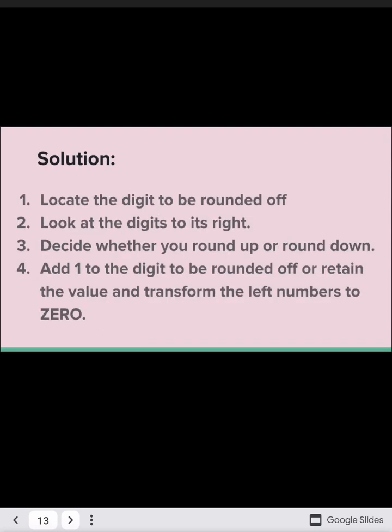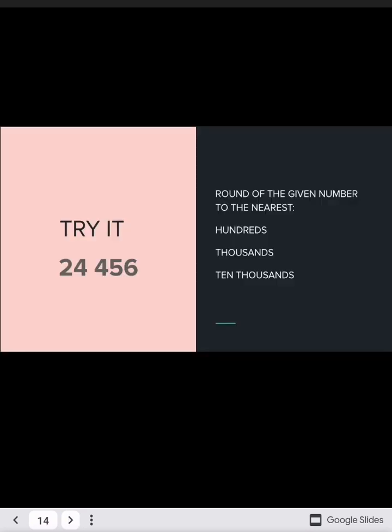Okay? All right. So remember, we locate the number first that we are going to round off, and then look at all the digits to the right, and after that, we are going to decide whether you round up or you round down. If you are going to round up, then we add 1 to the digit to be rounded off, or retain the value if we are going to round down, and then transform all the numbers to the right to 0. Retain the numbers to its left.